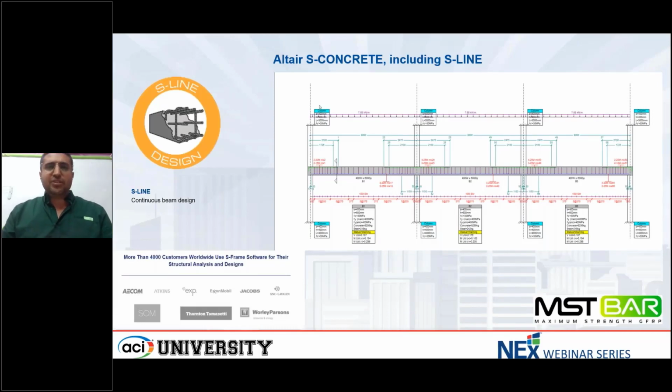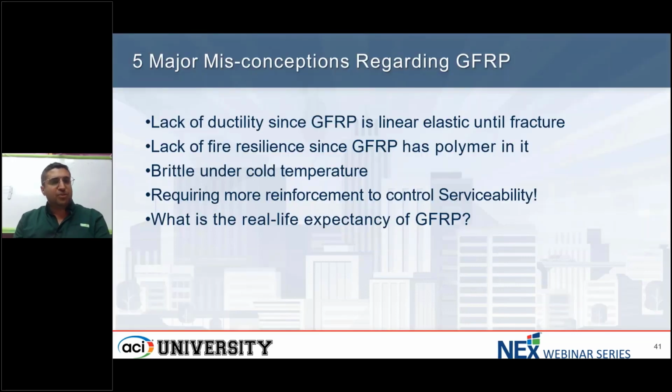There are also some nice design software packages out there for structural engineers who are looking to design with fiberglass rebar or GFRP. Alter, S Concrete, and S Line have been incorporating ACI 440.11 GFRP-22 into their design software, and it's really at your fingertips. Some very well-known engineering firms like AECOM, EXP, and ExxonMobil, some of the big firms, have been using this software successfully. There is definitely room for improvement to add more software, but just food for thought for structural engineers looking to use these materials.